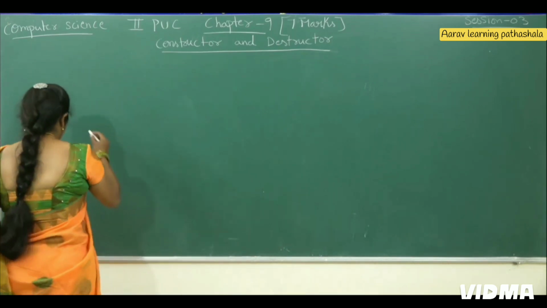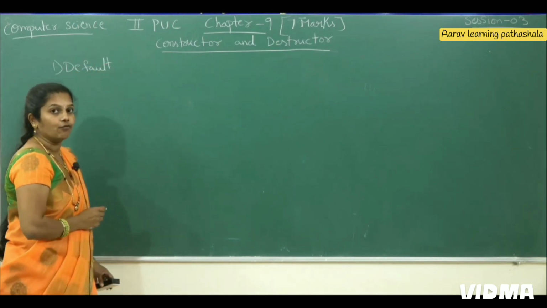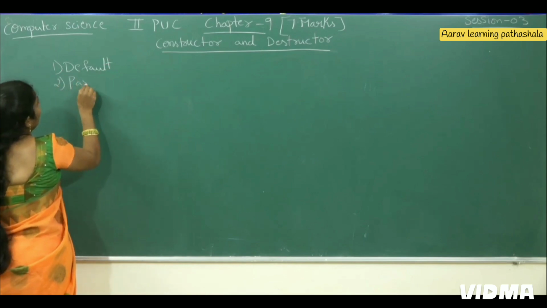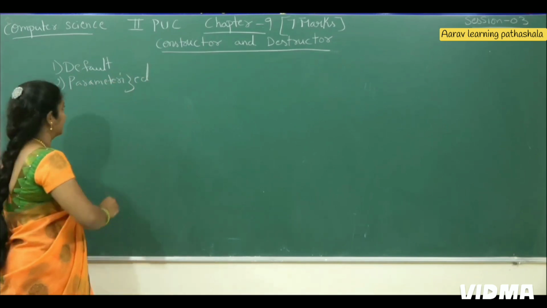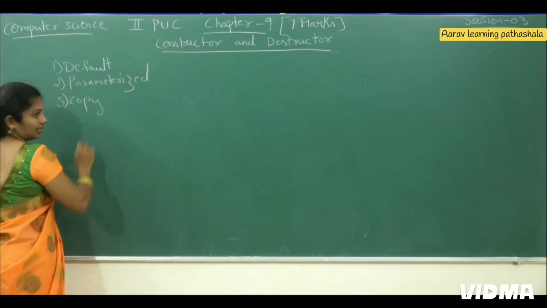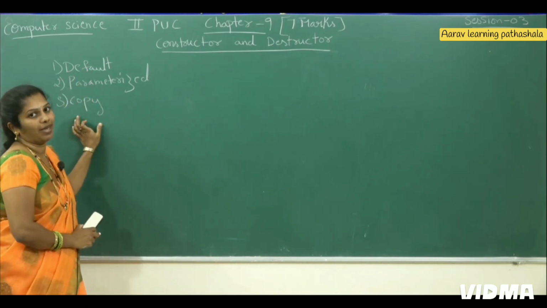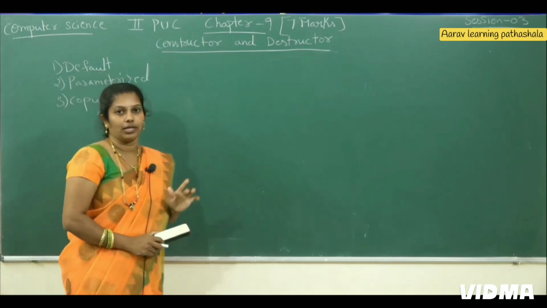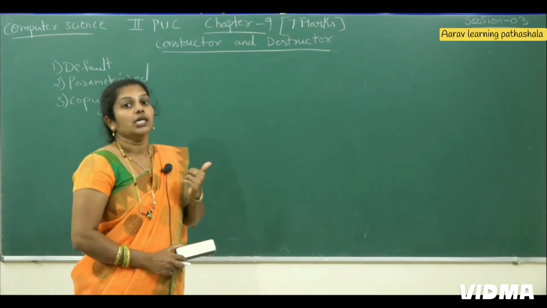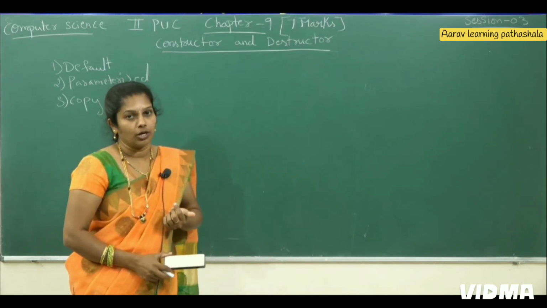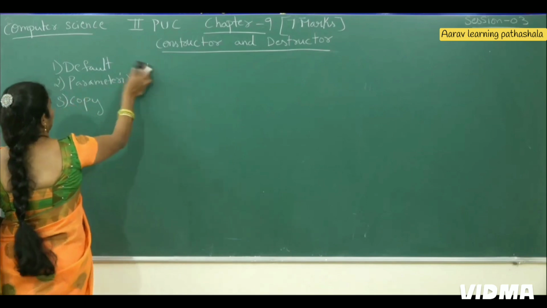When I come to the types of constructor, there are three types. First, default constructor. Second, parameterized constructor, and the third one is copy constructor. We already explained the default constructor, the constructor which does not have any argument, that can be called a default constructor, or we can also call it a zero-argument constructor. Today we want to explain the parameterized constructor.